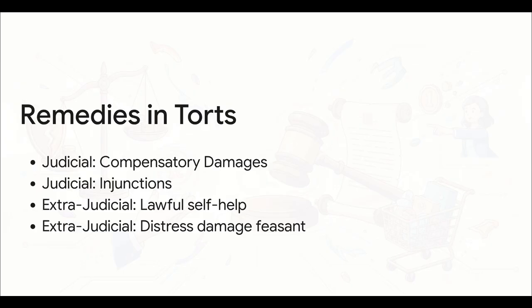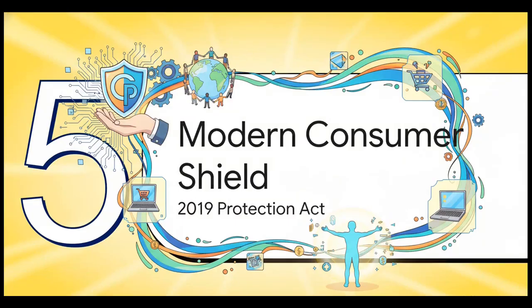But then you have extrajudicial remedies. This is raw, legally permitted self-help. You can lawfully use reasonable force to physically expel a trespasser from your land. You can even use something called distress damage feasant, which is a fancy way of saying if your neighbor's cattle wander onto your property and eat your crops, you can legally detain those animals until the neighbor pays up for the damage.